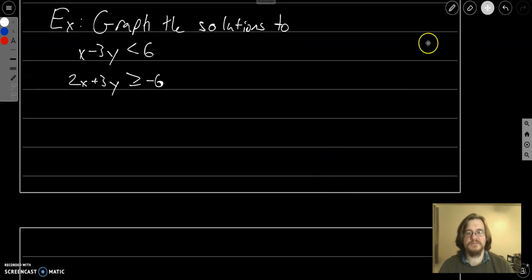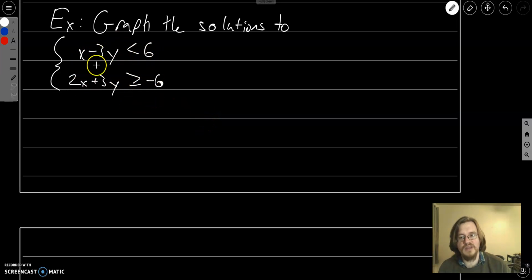So let's graph the solutions to this system of inequalities. Now we have two inequalities here, and we can graph both of them. And essentially what the solutions are going to be is solutions to both of them at the same time, where they overlap. So let's get started. Let's focus on the first inequality. So let's just graph where this first inequality is true. We have x minus 3y is less than 6.